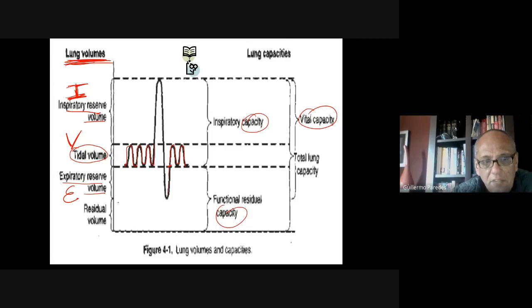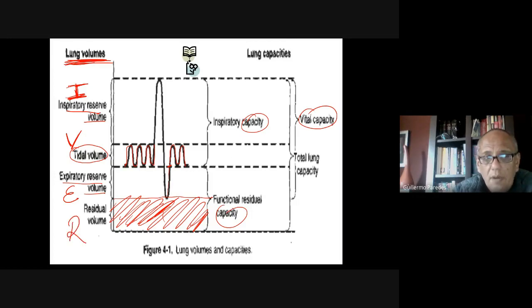Then we have this volume, which is like our oxygen tank. We don't use this volume, and we have oxygen here. That's why you can survive 1 minute, 2 minutes, 3 minutes underwater. For example, sea lions, whales and seals have a huge residual volume, like a tank, and they can stay below the water for half an hour. That is the residual volume.